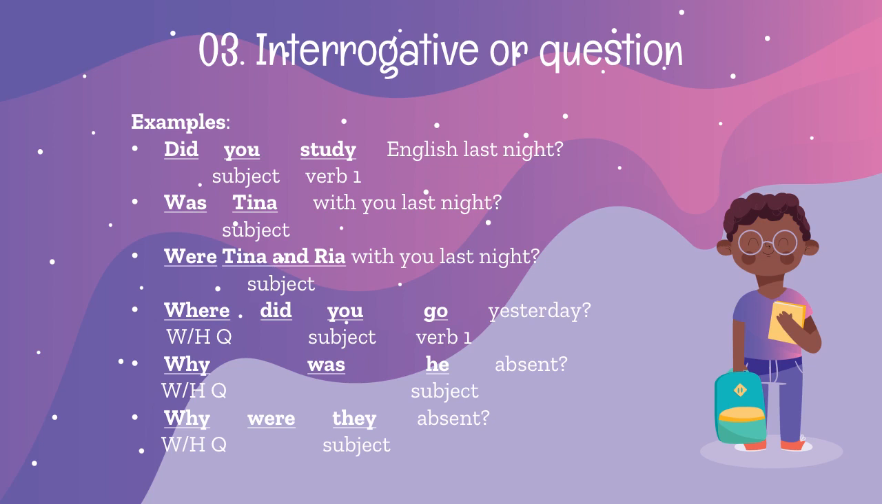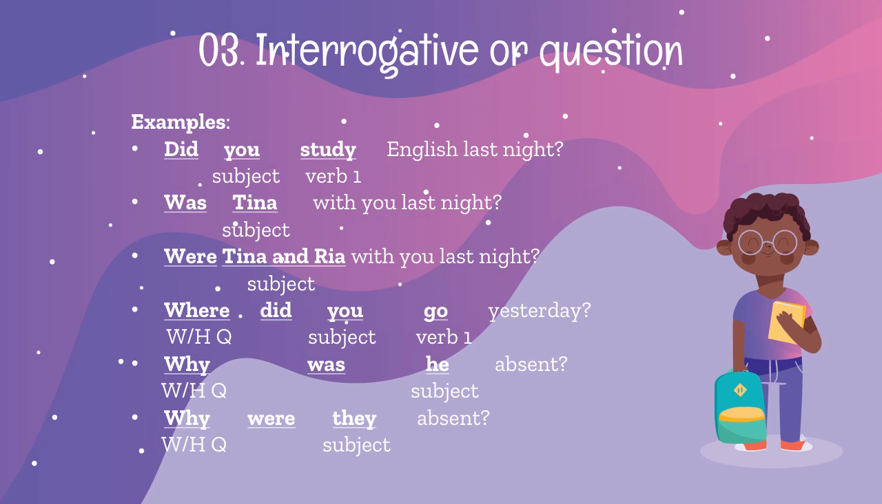Okay, but if you use was at the beginning, still it is a yes or no question. Was Tina with you last night? Because the subject is only one, only singular, use was. Was Tina with you last night? And if the subject is plural, use were. Were Tina and Ria with you last night?